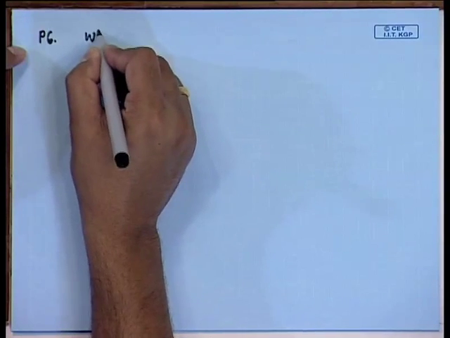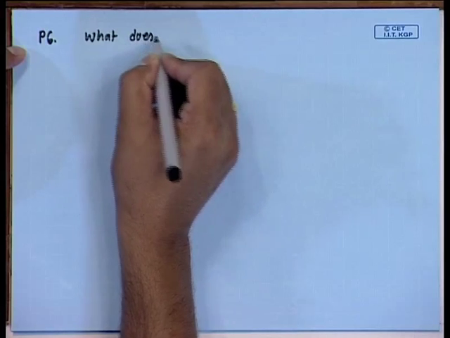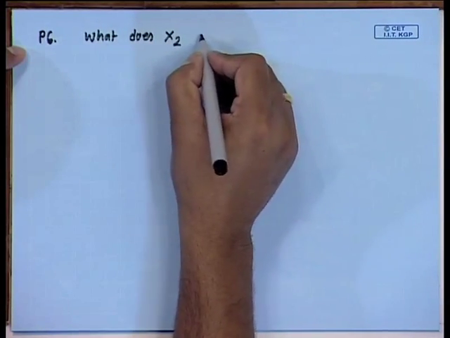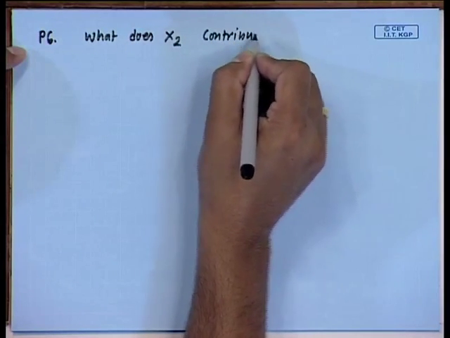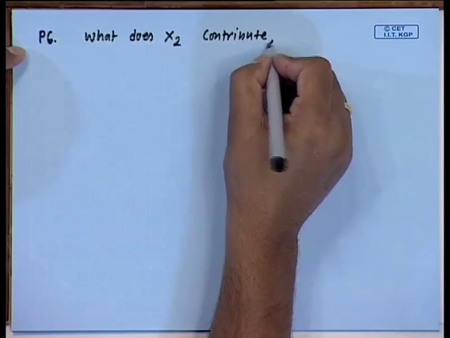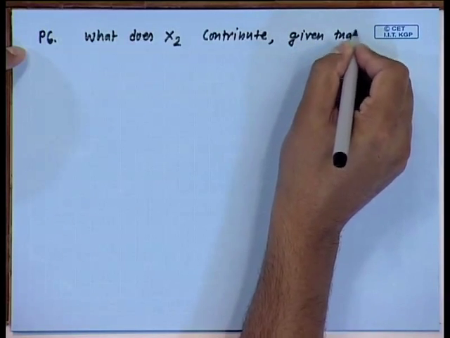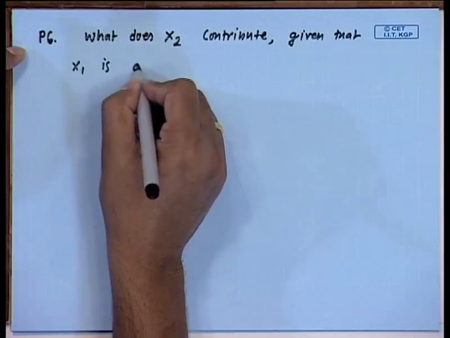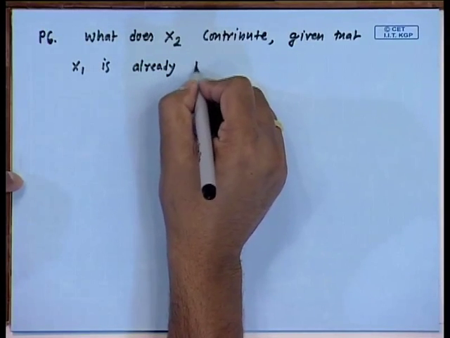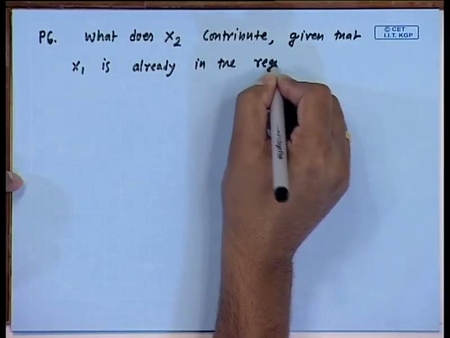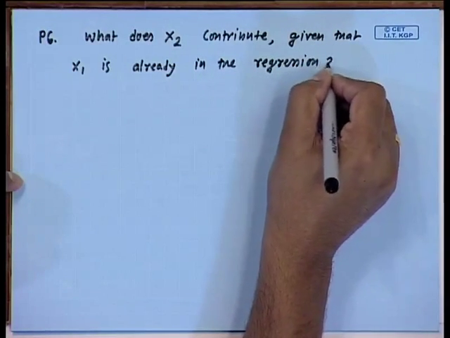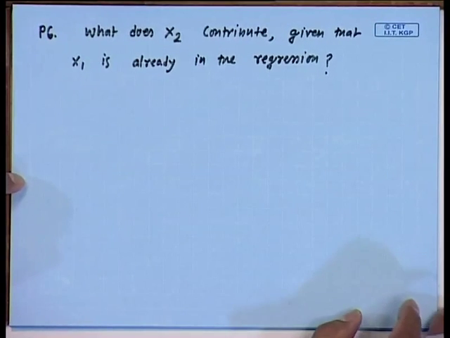It says, what does X2 contribute, given that X1 is already in the regression model? Well, it basically says the contribution of the second regressor, that is X2, in the presence of the first regressor in the model.